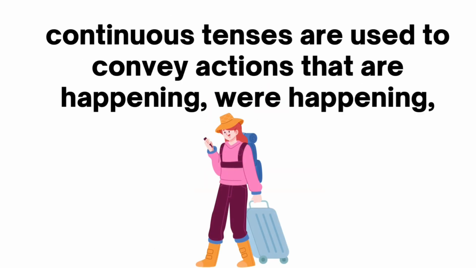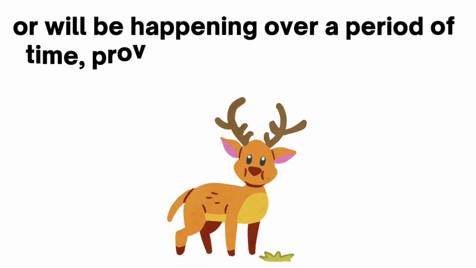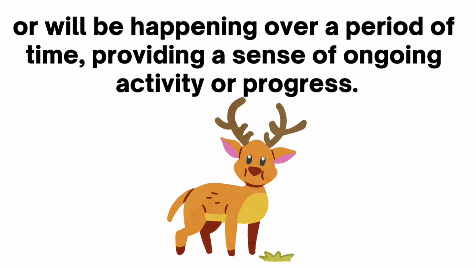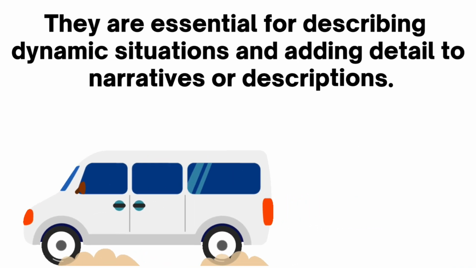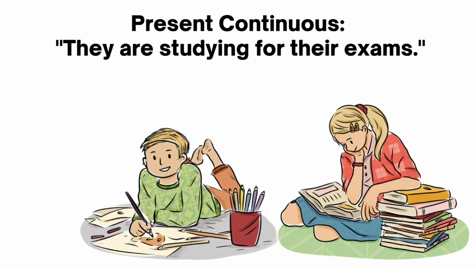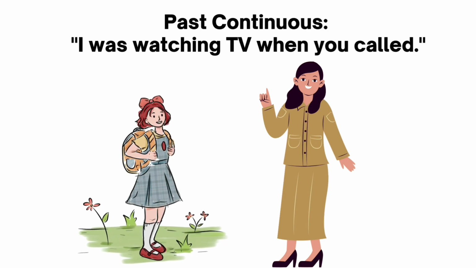Continuous tenses are used to convey actions that are happening, were happening, or will be happening over a period of time, providing a sense of ongoing activity or progress. They are essential for describing dynamic situations and adding detail to narratives or descriptions. Present continuous. They are studying for their exams. Past continuous. I was watching TV when you called.